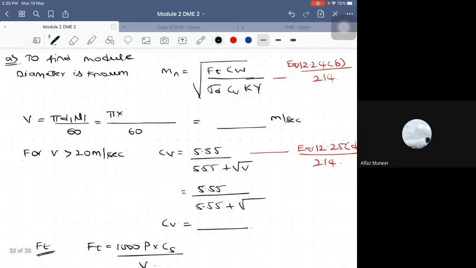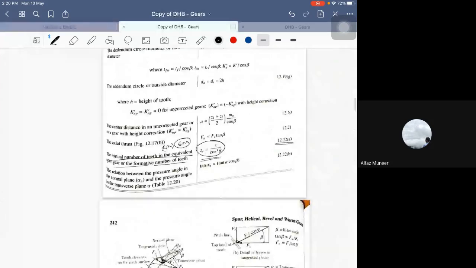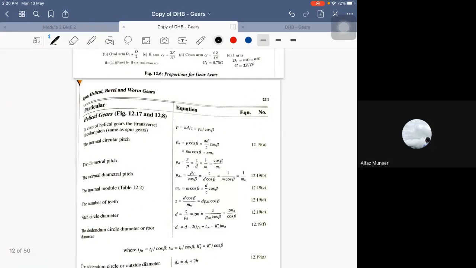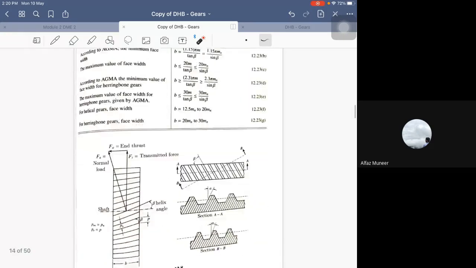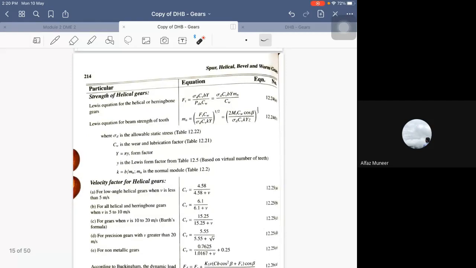For the module calculation, go to your data handbook where it talks about helical gears, from page number 211. Whatever formulas you find here, only these formulas have to be used whenever a problem is given on helical gears. Mind that, okay? In this part of your data handbook, take the expression for the module, which you can find on page number 214, equation number 12.24b.